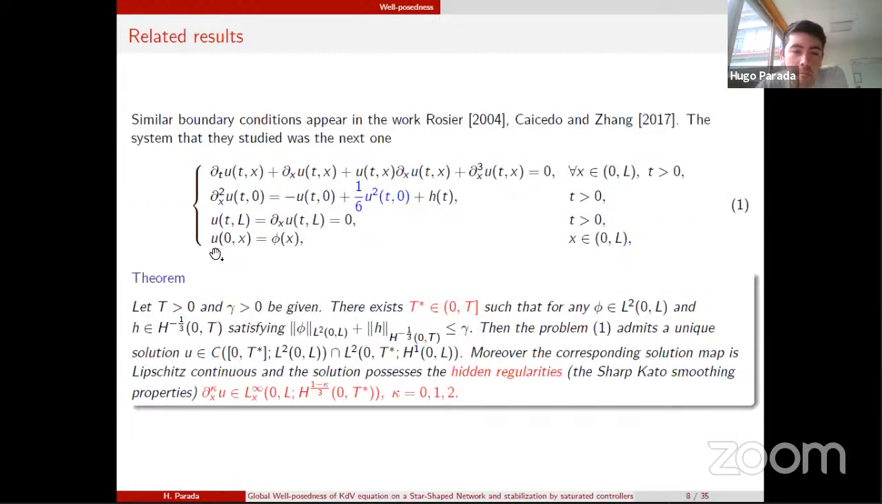Also, I want to show you this result, which is about a system that was studied in the work of Rosier on a wave maker, and also in the work of Caicedo, where he studied this KdV equation with this boundary condition, which is quite similar to our boundary condition. I mean, there is some difference between the parameters on the sign, but at the heart is the quadratic nonlinearity. And we have this result for this system: given a T positive, there exists a small time such that if the initial data is in L^2 and this control edge is in H^{-1/3} bounded, then the problem has a unique solution, continuous in L^2, in L^2H^1, and also has the hidden regularity given in red here. If you see, it is the same idea that we have in the space Y_T.